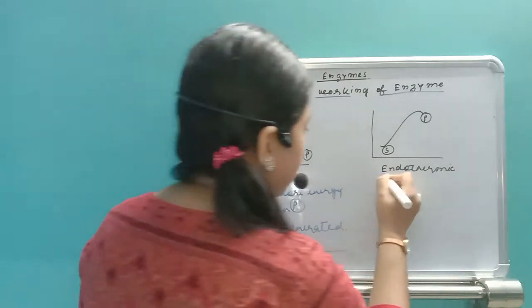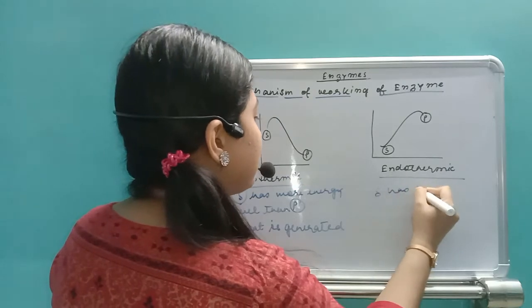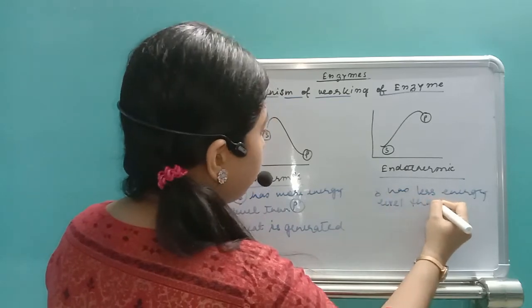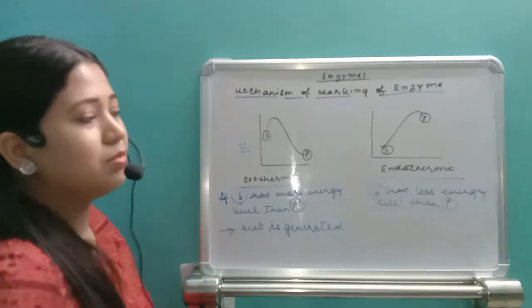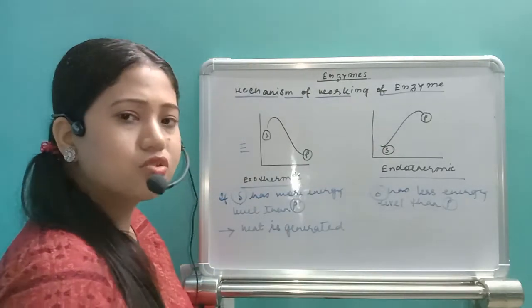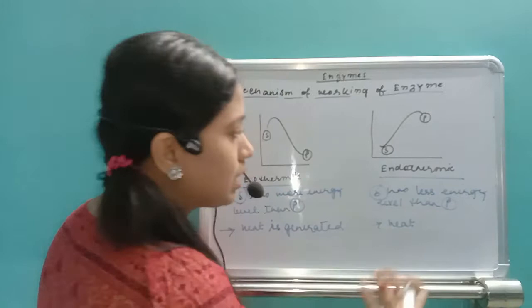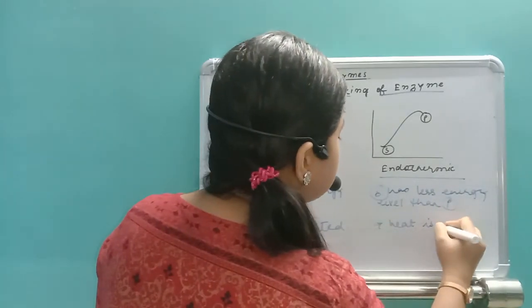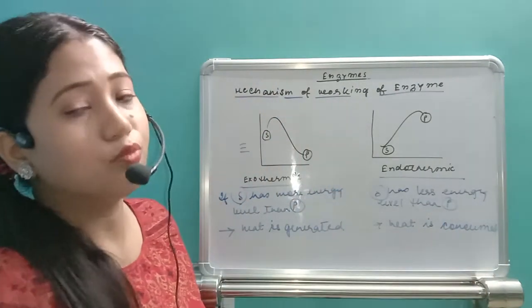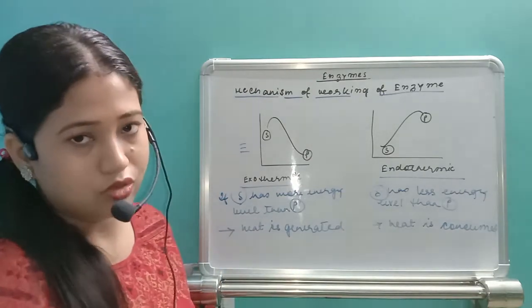Second, what happens in the endothermic reaction? If the substrate has a lower energy level than the product, this will be called an endothermic reaction. Why does this happen? The product has more energy because heat is not released. Heat is taken, it is consumed, it is not being released. So that's why the product has more energy as compared to the substrate. These are the differences between the exothermic and endothermic reaction.